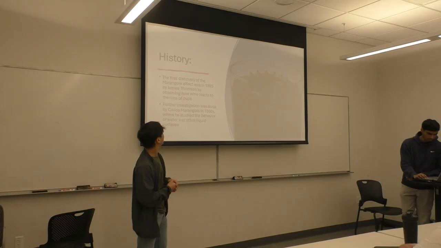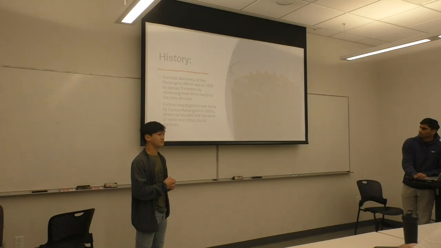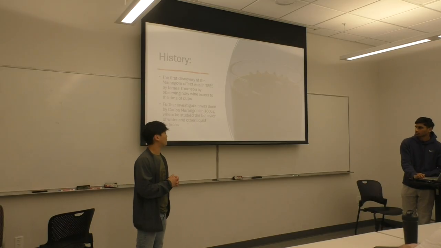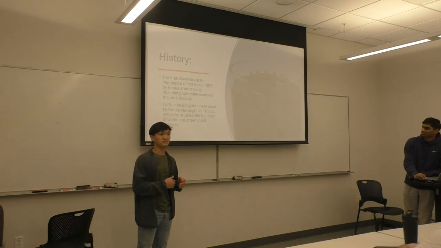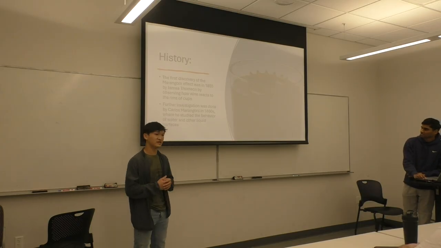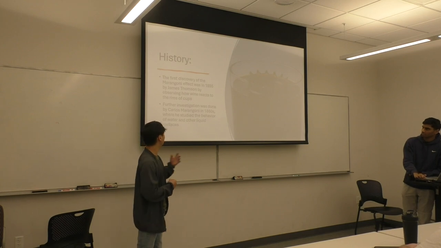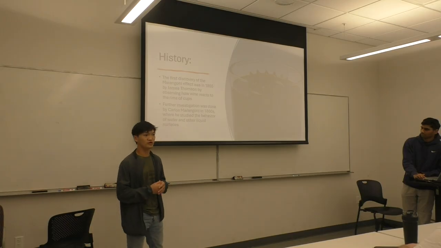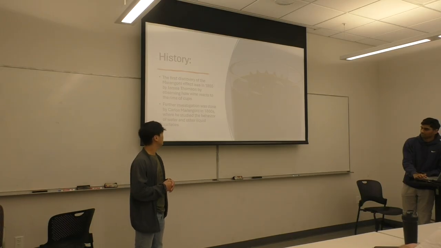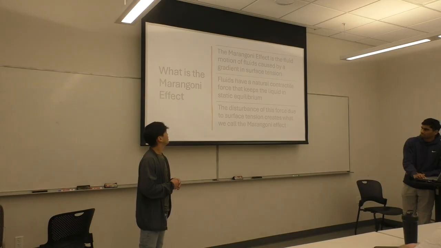Next slide, please. So, the Marangoni effect was first discovered by James Thomson in 1855 when he observed how wine reacts to the rims of cups. Further investigation was done by Carlo Marangoni, an Italian physicist in the 1860s, where he further observed the behavior of water and other liquid surfaces.